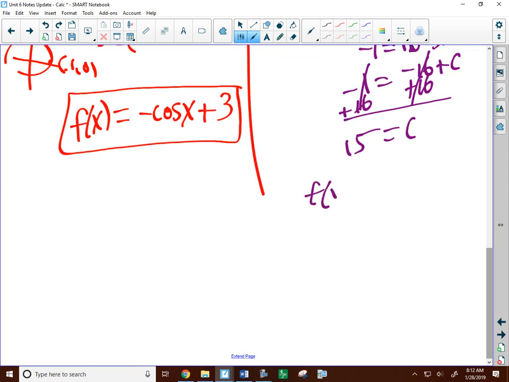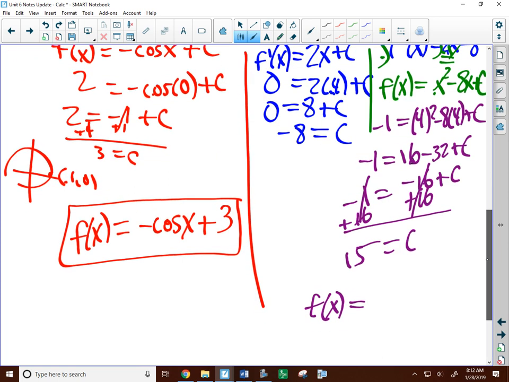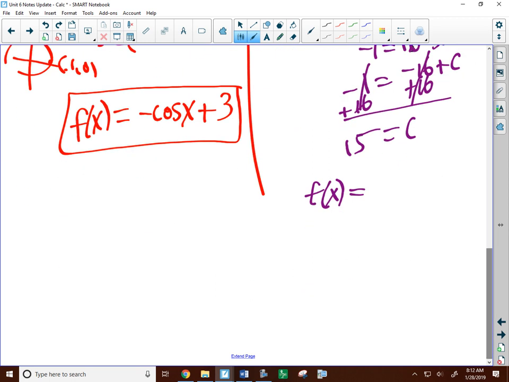Okay, and don't forget, sometimes students forget to write the final. So write the final. It was x squared minus 8x, filling in c, plus 15.